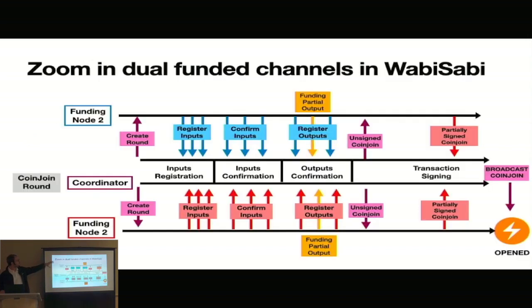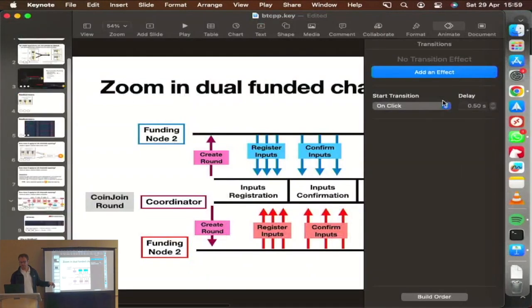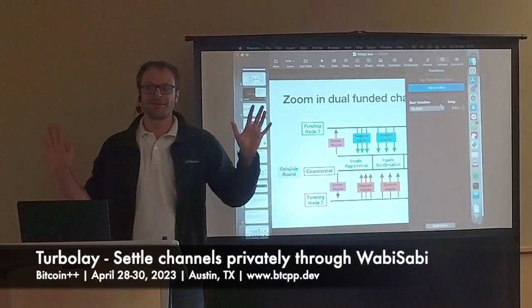This is just a zoom on dual-funded channels in WabiSabi, to show that it doesn't change anything. If you have two nodes that are funding, they use a dual-funded protocol in Lightning, and then they both partially send their part of the funding transaction, and the coordinator will merge it at the end into one single output. So fundamentally, it's the same to have a dual-funded channel and a single-funded channel in WabiSabi. Okay, thank you.